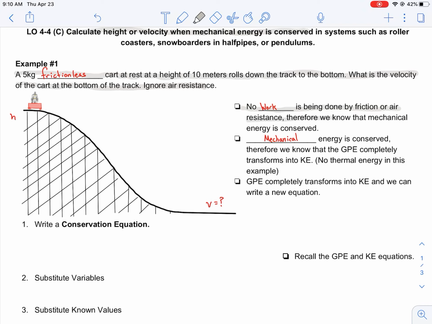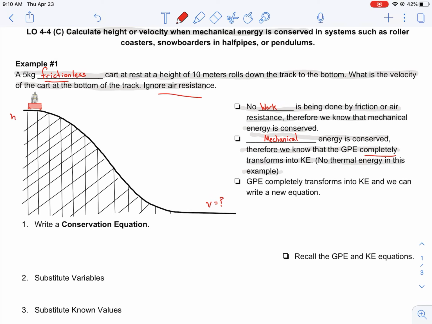So first, let's note no work is being done by friction or air resistance. Therefore, we know that mechanical energy is conserved. Remember, it tells us this is a frictionless cart, and we're going to ignore air resistance. That means no work is done by friction, so there's no energy transfer. Work is a change in energy, so there's no energy transfer into thermal energy, right? Mechanical energy is conserved. Therefore, we know that the gravitational potential energy completely transforms into kinetic energy.